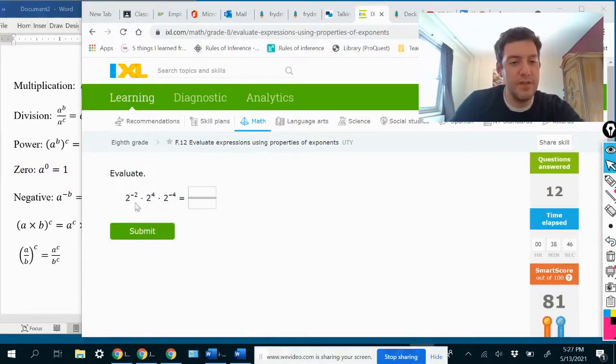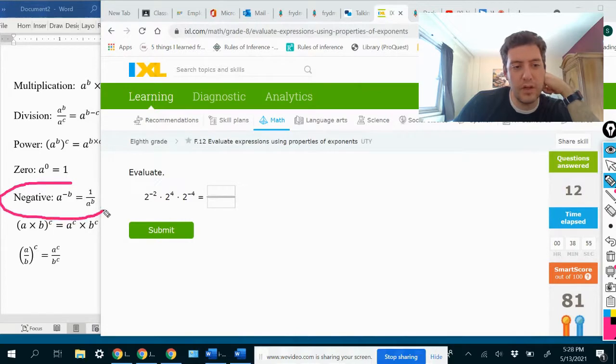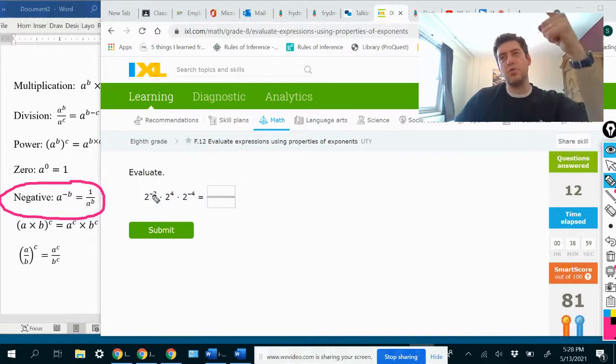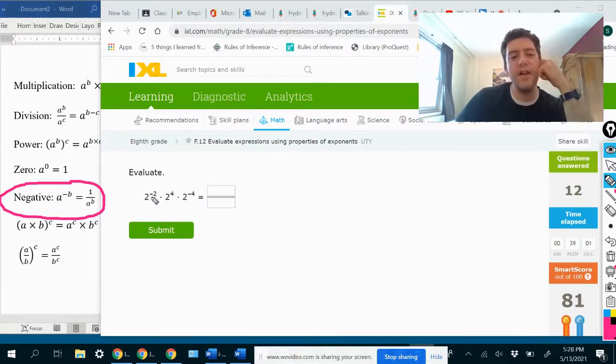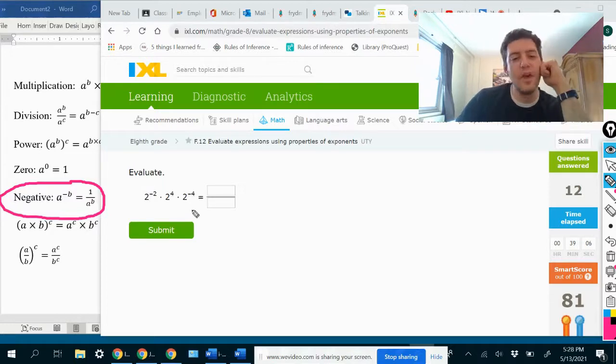All right, let's try this one. There are a couple ways we could do this. We could use the negative rule, which we've used a few times already. And I could say that 2 to the negative second power is the same thing as 1 over 2 to the positive second. And 2 to the negative fourth is the same thing as 1 over 2 to the positive fourth.